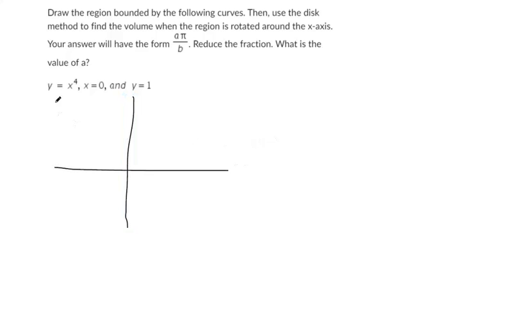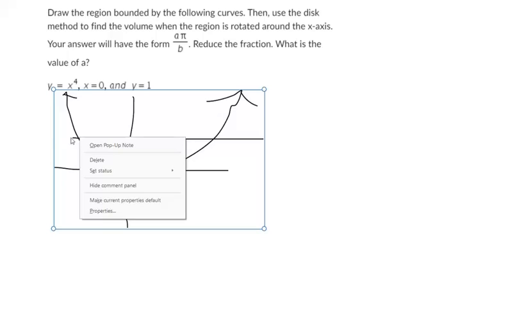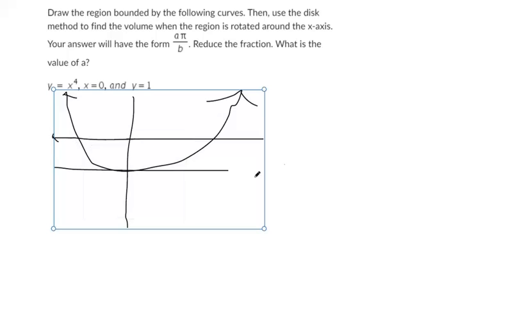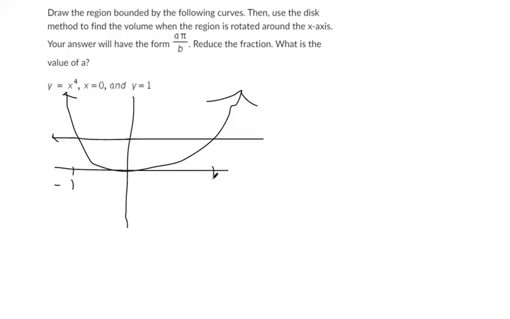y equals x to the fourth looks something like this, just a little flatter than x squared. x equals 0 is the y-axis. y equals 1 is this line right here. And so those cross when you plug y equals 1 into this equation, and you get x equals -1 or +1.